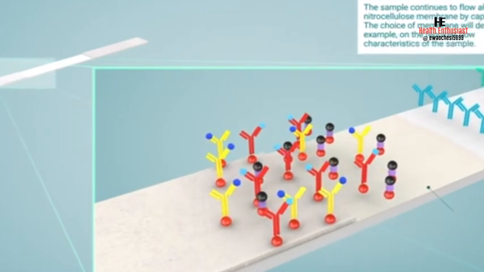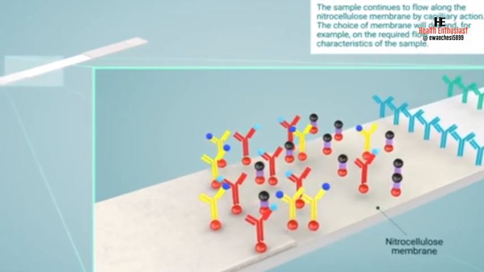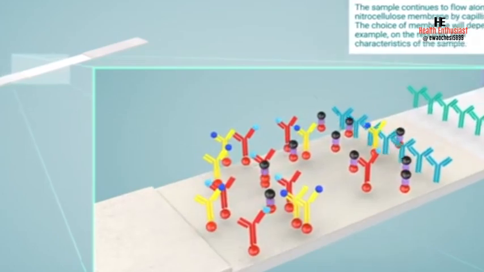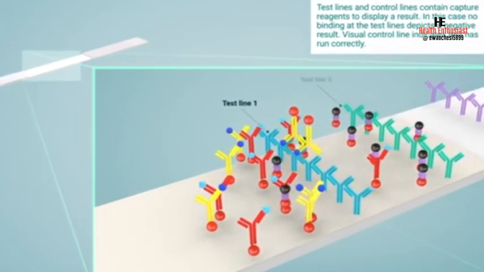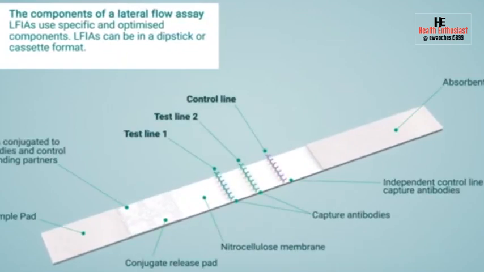Now, this strip isn't just ordinary paper. It is engineered in layers, right? First, the sample pad. That is where you drop your sample. Then the conjugate part. It carries dried antibodies or antigens that are tagged with visible labels like colloidal gold, latex beads, or even fluorescent tags.